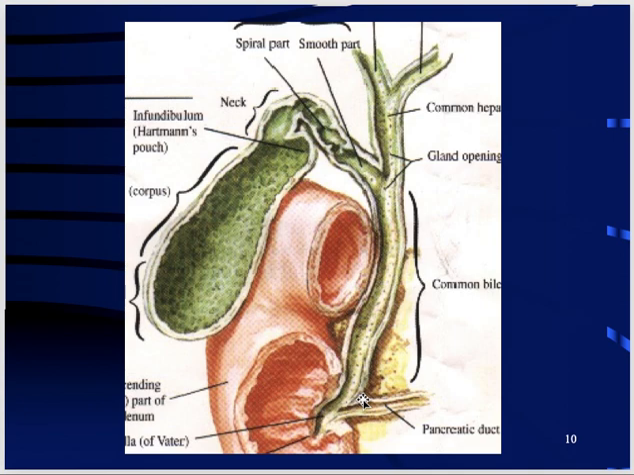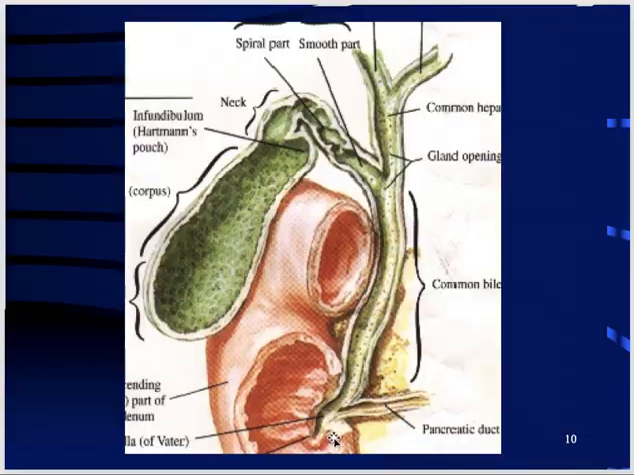So the sphincter here is called the ampulla of Vater, and the smooth muscle around that is called the sphincter of Oddi. Okay, so this is how things work.